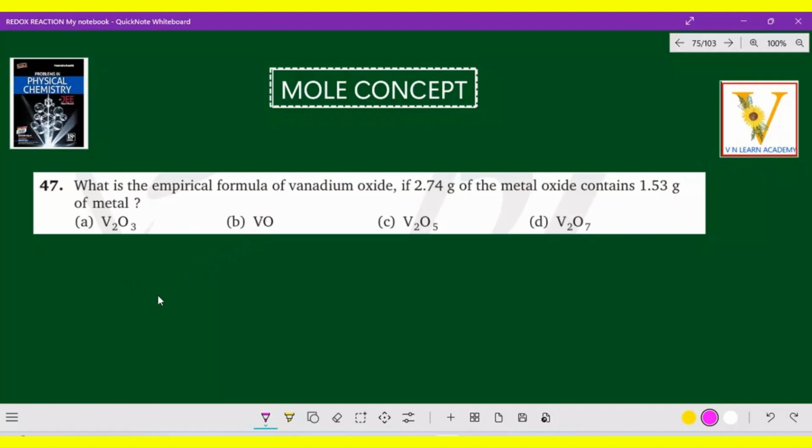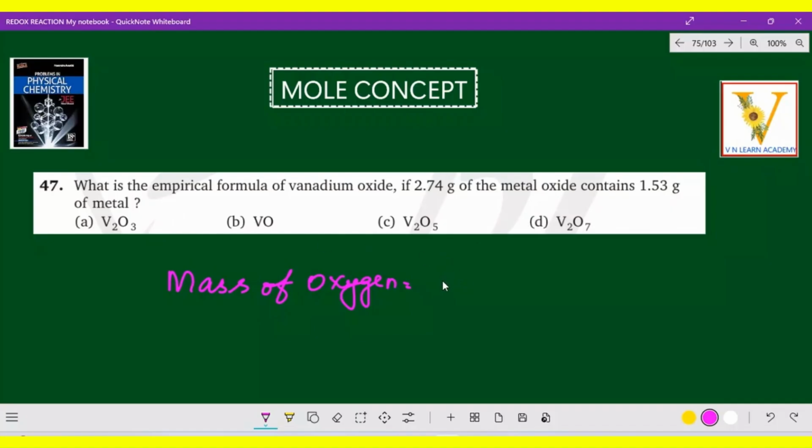Now, for this, we have to find out the mass of oxygen. How do we identify the mass of oxygen? Vanadium oxide is a metal oxide, and the metal oxide contains 1.53 gram of the metal. So from there, if you subtract, you will get the mass of oxygen. So mass of oxygen equals the metal oxide minus the metal.